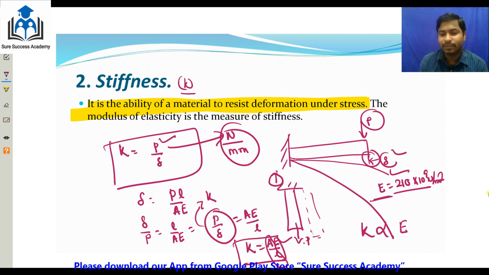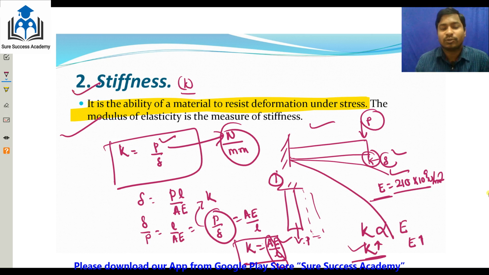So if E increases, stiffness K increases. That's why the modulus of elasticity is a measure of the stiffness. Since the K value depends on the elastic modulus, if Young's modulus is increasing, then K is increasing, that is, more stiff. That's why stiffness is the ability of a material to resist deformation under the application of loads or stresses.